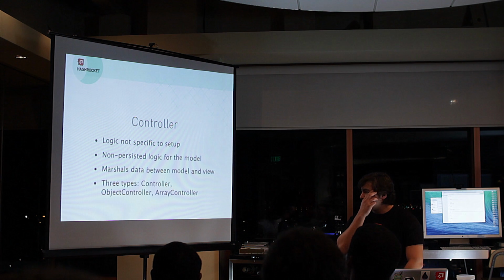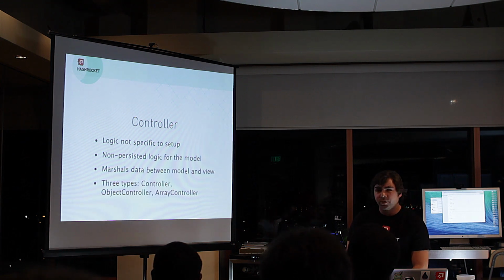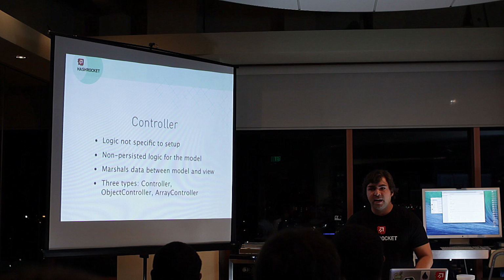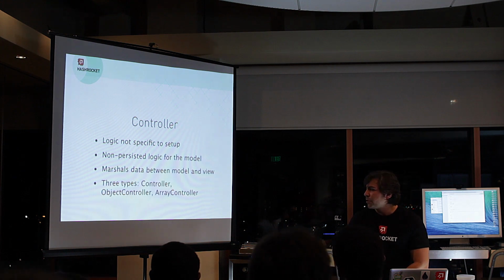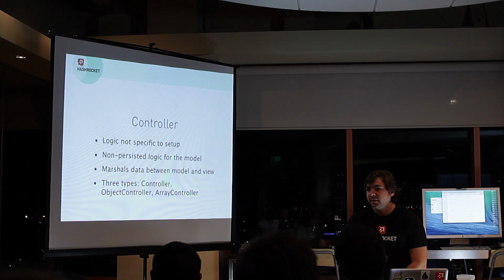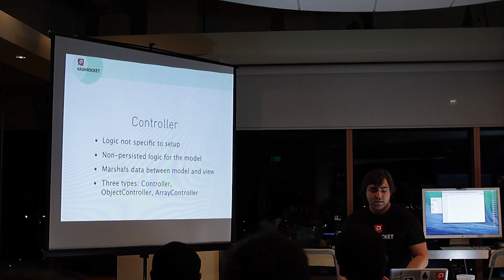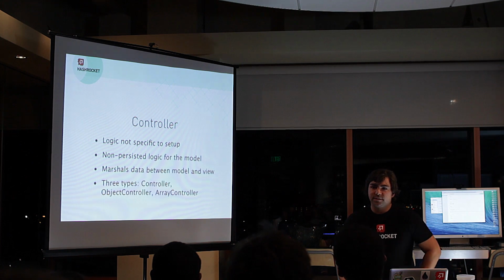And there's actually three types. There's controller, object controller, and array controller. Mostly they function the same, but when you're actually working with data from a server, first you will wrap that data with your controller. So if you have a single record, you use object controller. If you have an array of records, you use array controller. And then the array controller can do things like specify how you want to sort it and things like that.